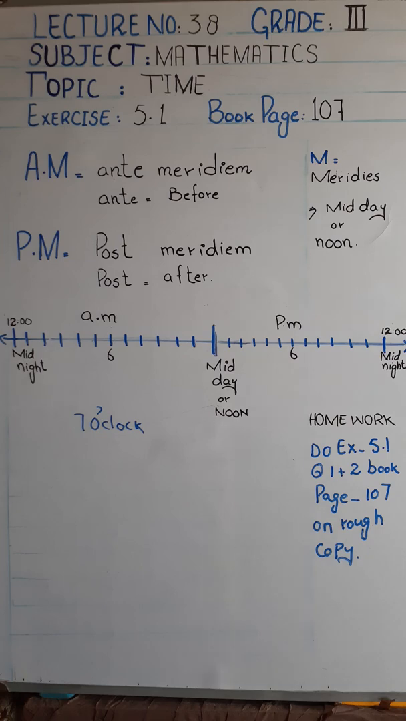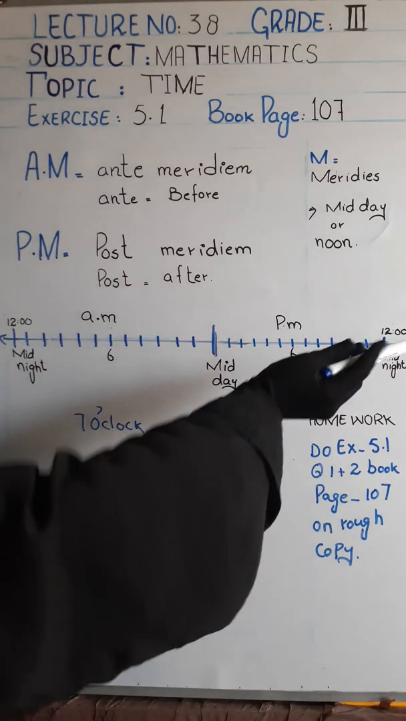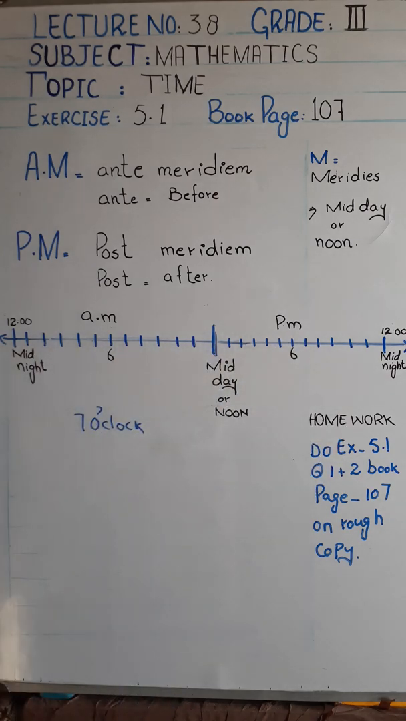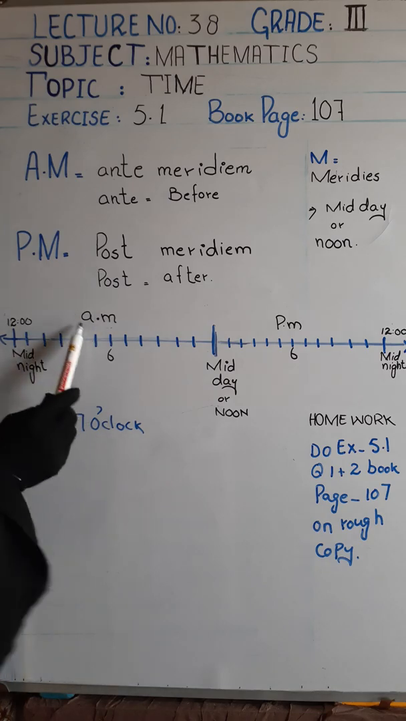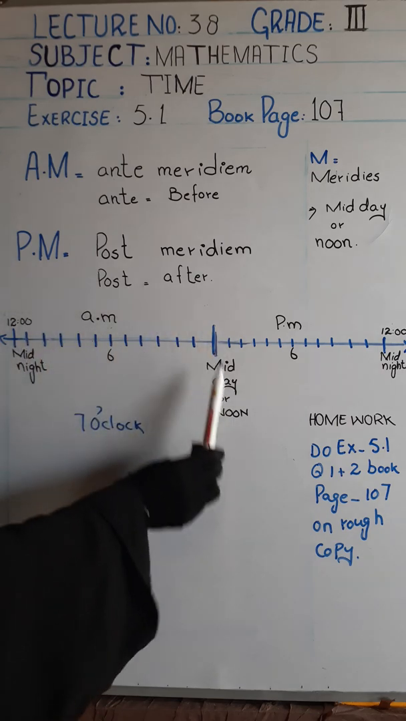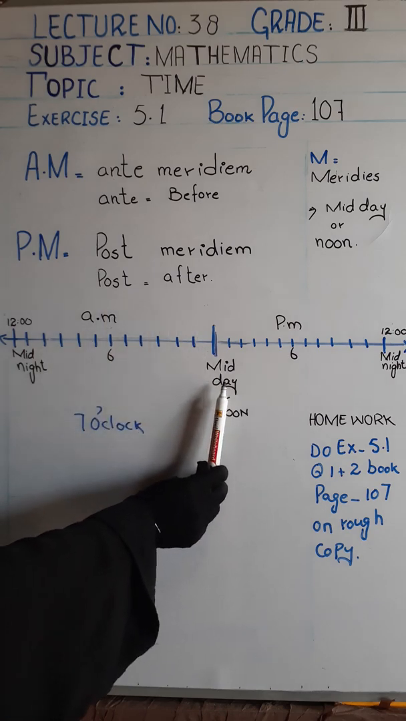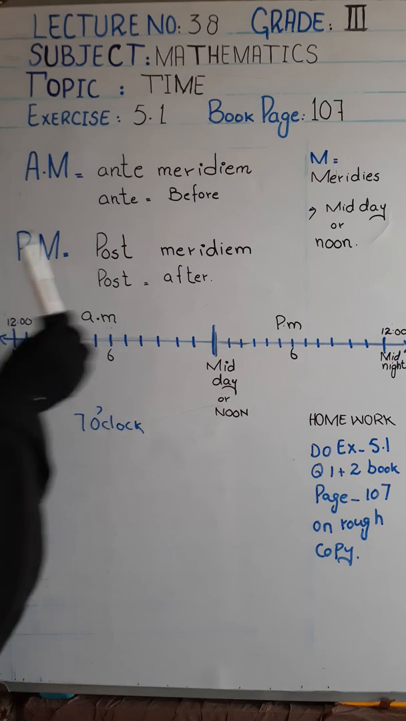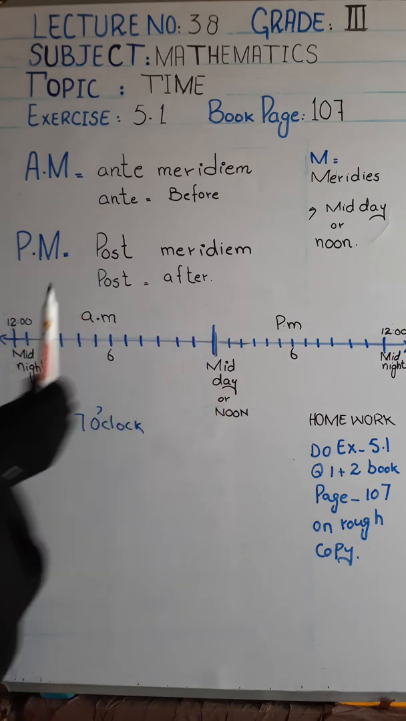Students, there are 24 hours in one day. Those 24 hours are divided into two parts. Each part contains 12 hours. The first part is called AM and the second part is called PM. The first part of the day goes from midnight to noon, or midnight to midday. It is considered morning time. We call the time between midnight and midday or noon AM.